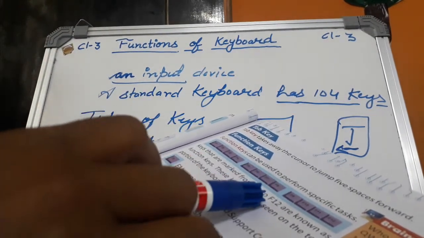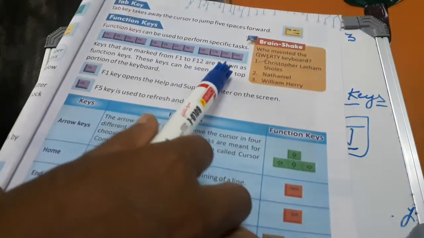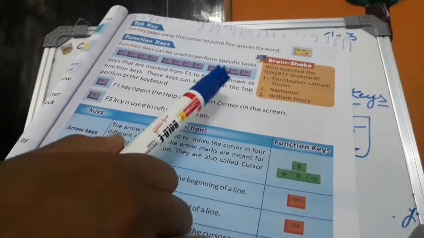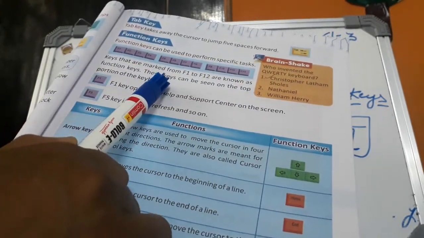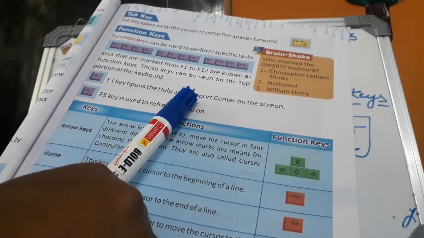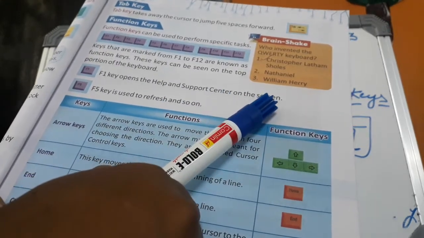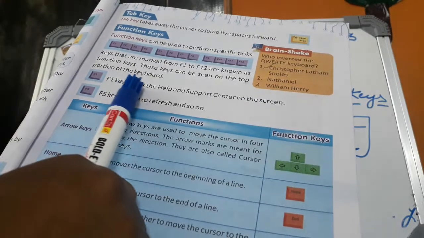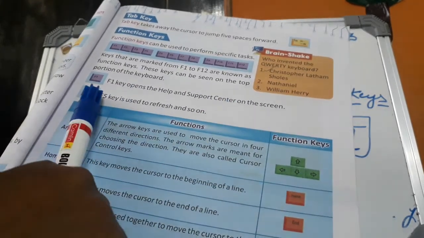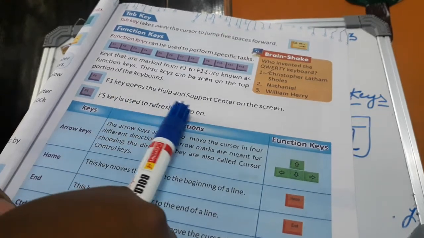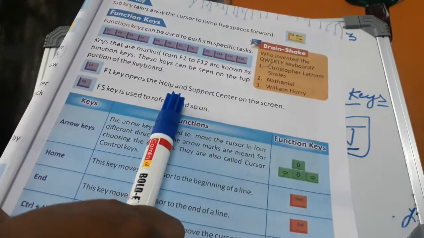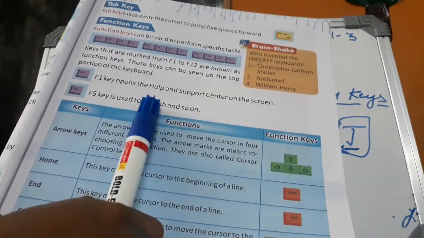Keys that are marked from 1 to 12 are known as function keys. These keys can be seen on the top portion of the keyboard. The F1 key opens the help and support center on the screen. With the help of the F1 key, we can open the help and support center. The F5 key is used to refresh, and so on. We can refresh our computer with the help of the F5 key.